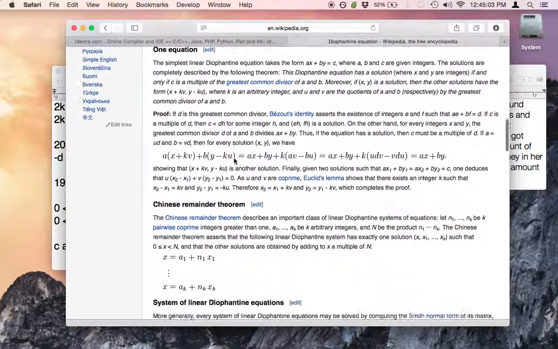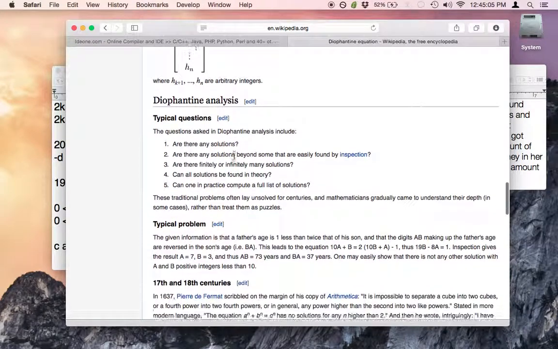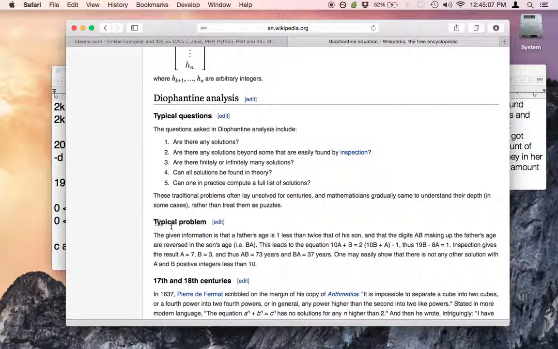Somewhere in this article is an example of a problem very similar. Yeah, here we go. Typical problem. The given information: a father's age is 1 less than twice that of his son, and the digits A, B making up the father's age are reversed in the son's age. So for example, if the son was 37, the father would be 73.